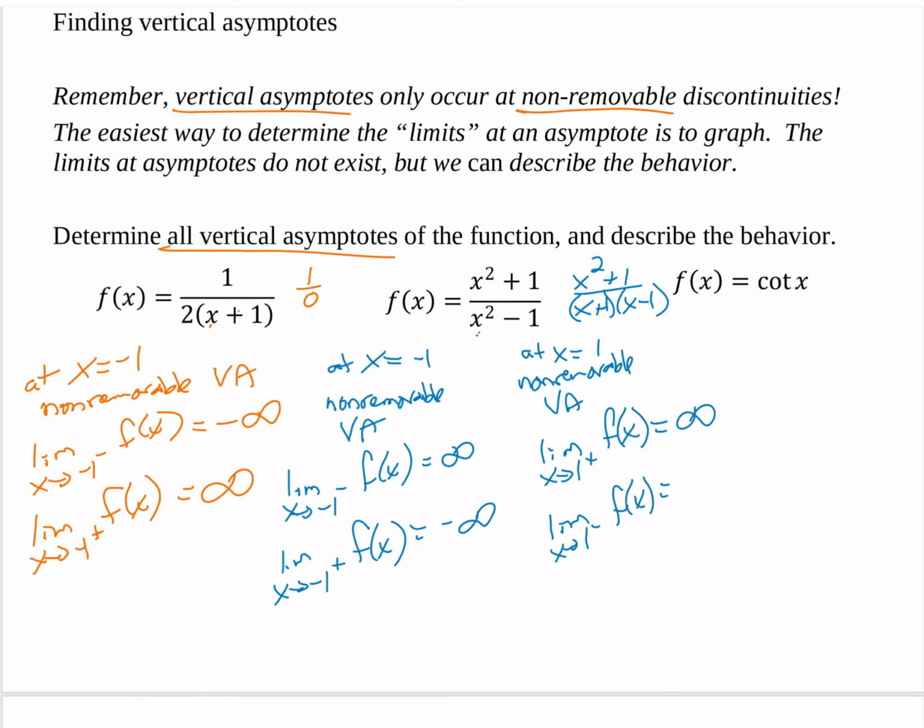So the denominator here is negative, the numerator is positive. Positive, bigger than 1, divided by a small negative number gives a big negative number. Negative infinity is the result we're talking about.